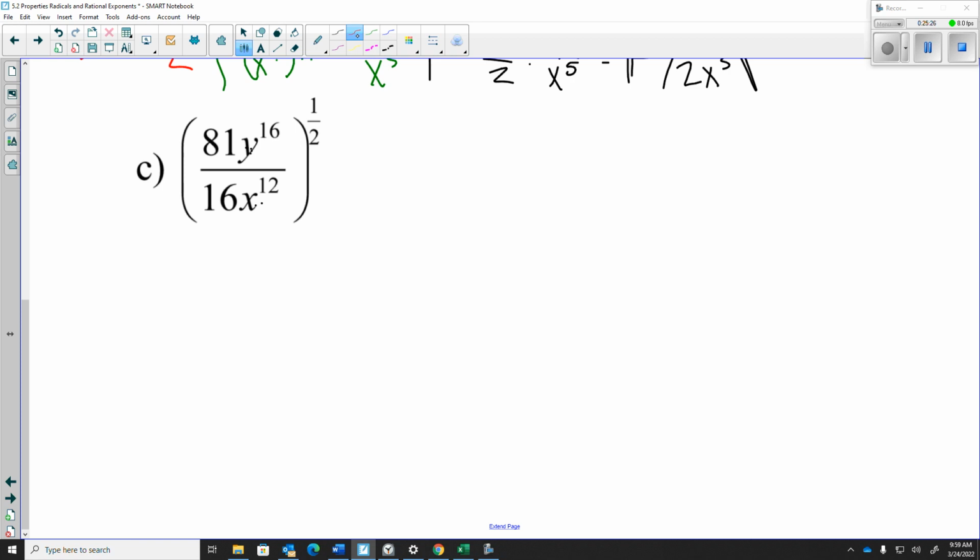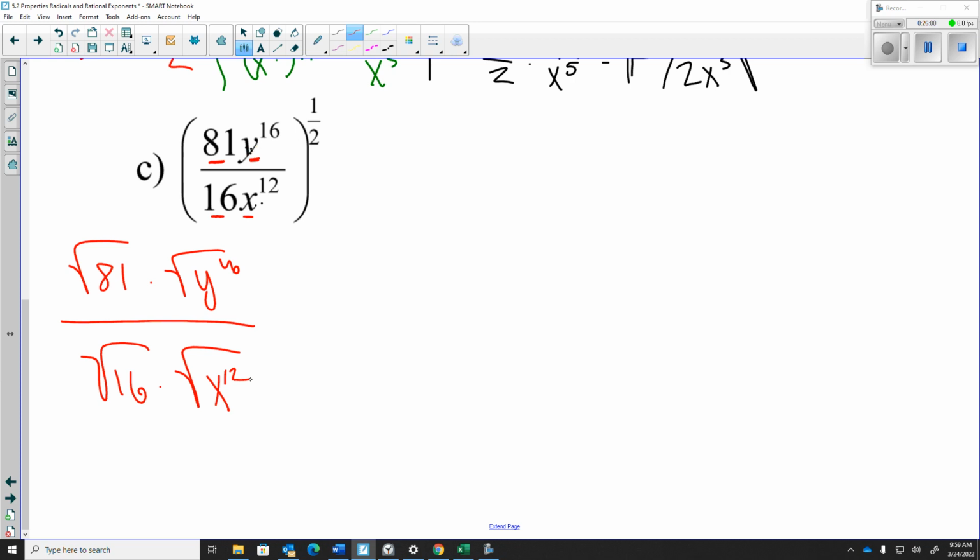So instead, I'm going to take each piece. There's 4 pieces in there, right? 2 numbers, 2 variables. I'm going to take each piece, split them up, and give them all 1/2 power. Before I do that, what's a 1/2 power? A square root. So I'm just giving each of these a square root. Square root of 81, square root of y to the 16, square root of 16, square root of x to the 12. This is going to resolve pretty quick.